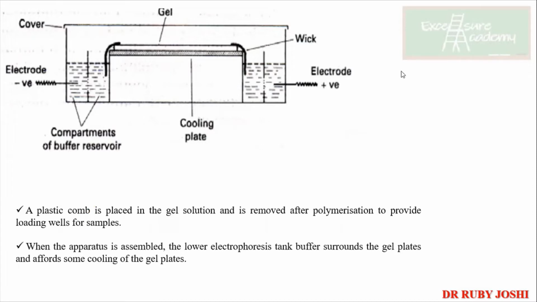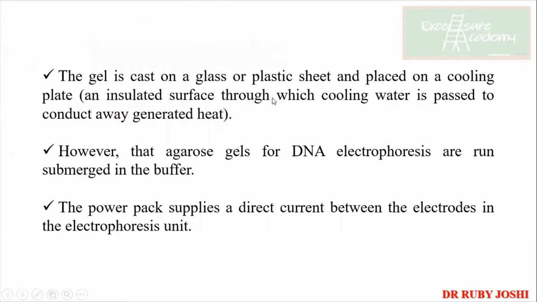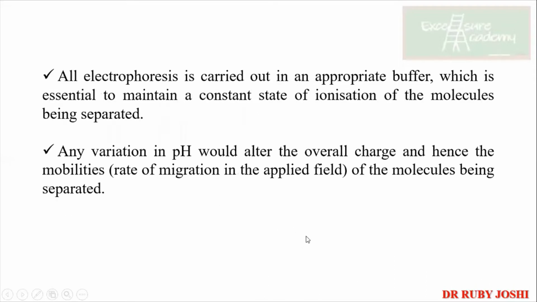Okay. A gel is cast on a glass or plastic sheet and placed on a cooling plate. However, the agarose gels for DNA electrophoresis are run submerged in the buffer. See, in the case of your vertical ones also, they are immersed inside the buffer. The power pack supplies direct current between the electrodes in the electrophoresis unit. Now, of course, it is carried out in an appropriate buffer, which is essential to maintain a constant state of ionization of the molecules being separated.